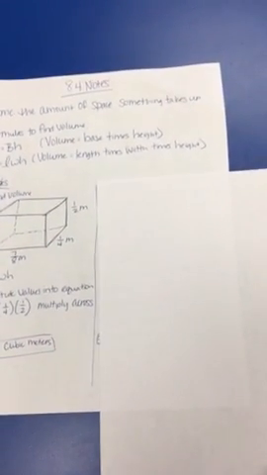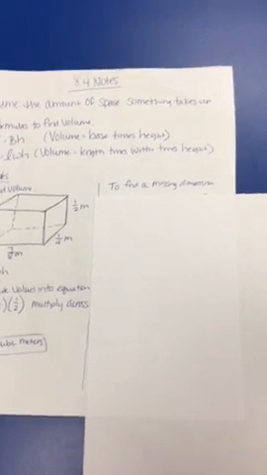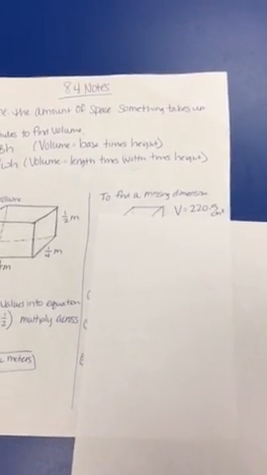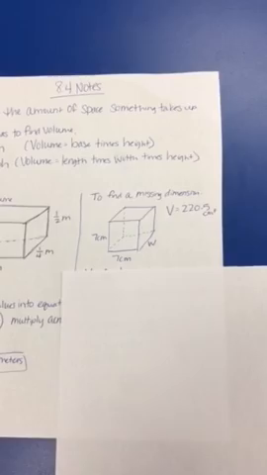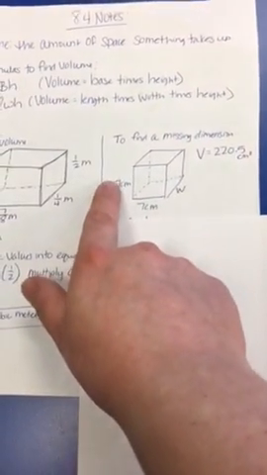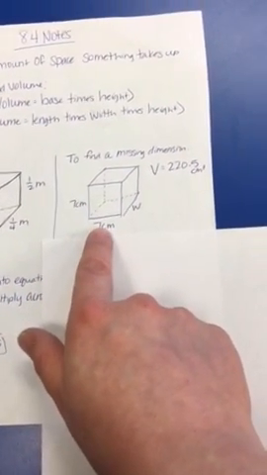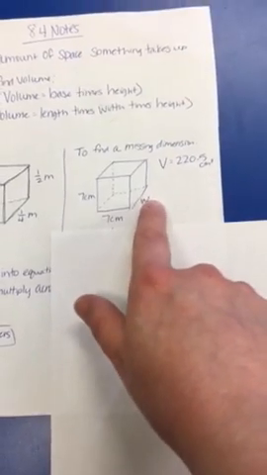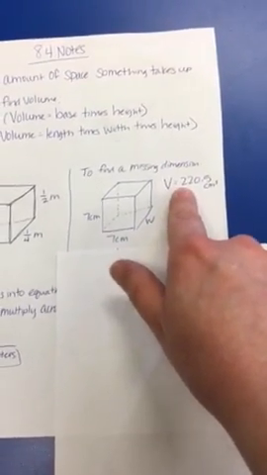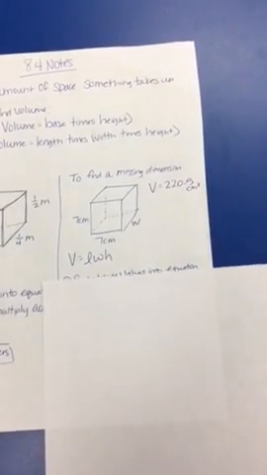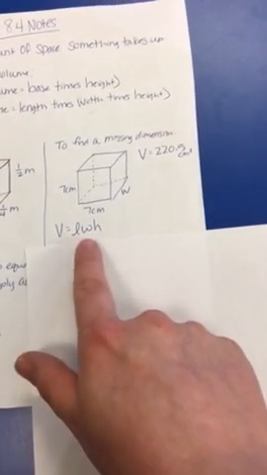Now, you're also going to come across where you might have to find a missing dimension. So if we have a shape like this, and we know the height, the width, or I'm sorry, the length, we don't know the width, but we do know the volume. We're still going to use volume equals length times width times height.